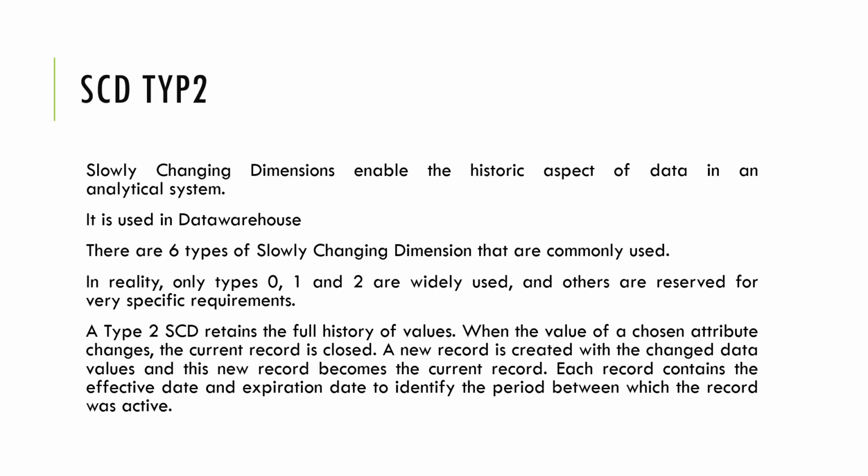SCD type 2 retains the full history of values. When the values of a chosen attribute change, the current record is closed. A new record is created with the changed data value, and this new record becomes the current record. Each record contains the effective date and expiration date to identify the period between which the record was active.